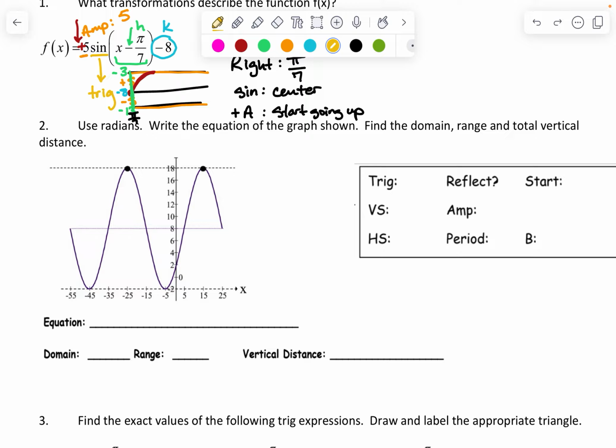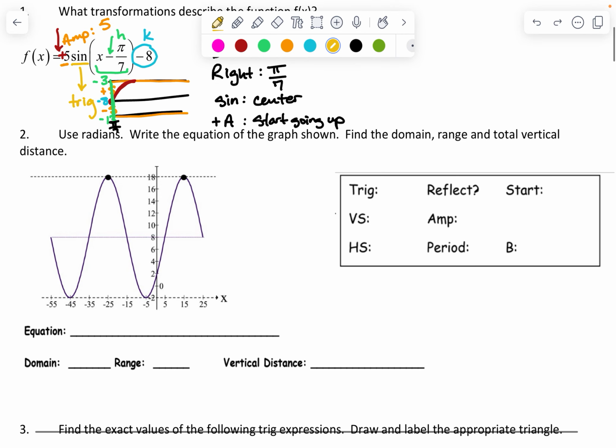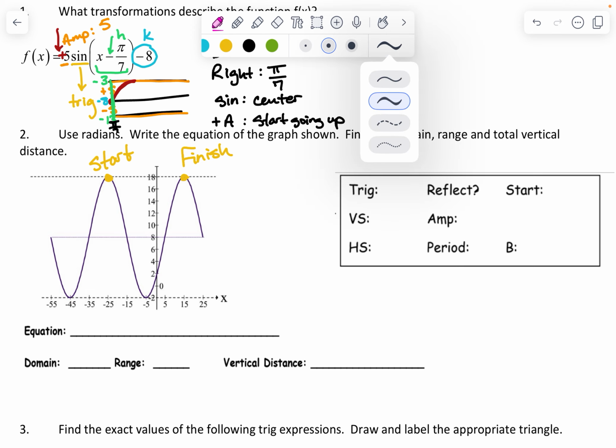They say here to use radians. So we're not using degrees, we're using radians. Write the equation, find the domain, range, and vertical distance. So I'm going to use the 2 dots that were given to me as my start and my finish, if you will. I'm going to use just this section as my period or my cycle. I'm going to treat it as one wave. That's one wave right there.